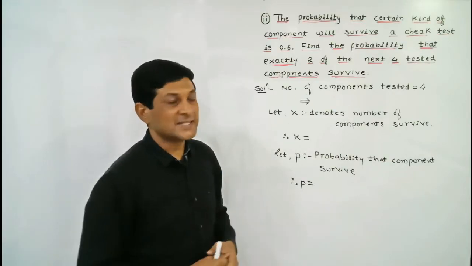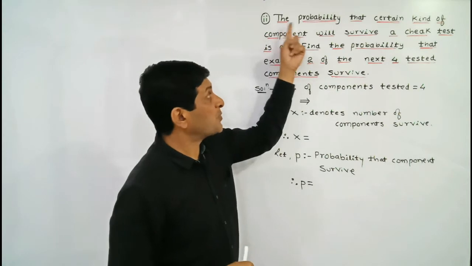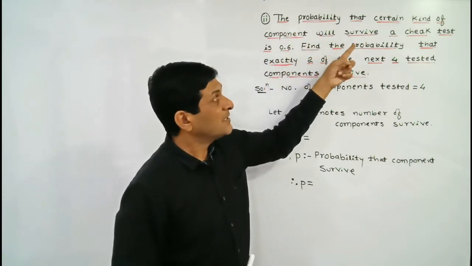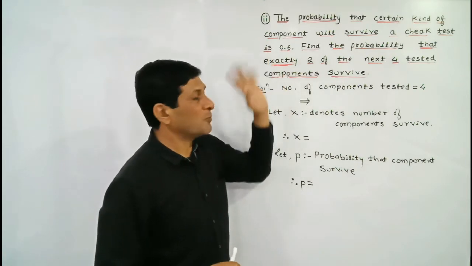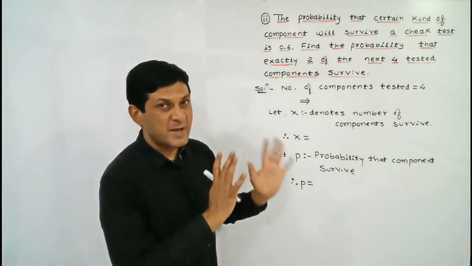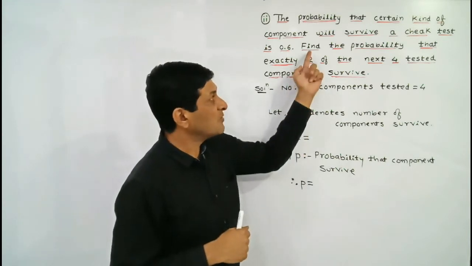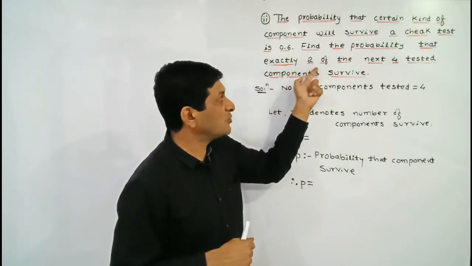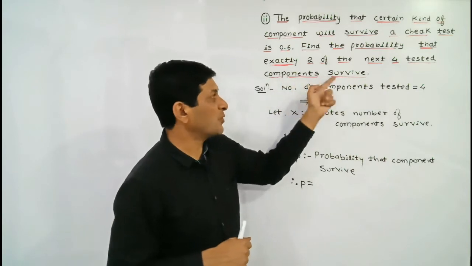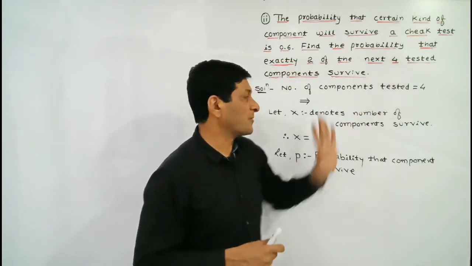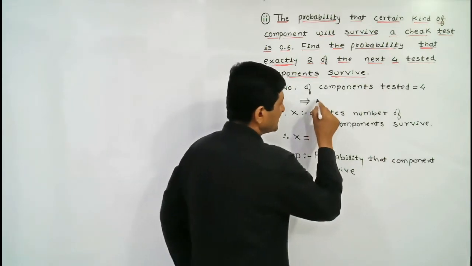Now see the second example. In the second example, the probability that a certain kind of component will survive a check test is 0.6. This means one probability is given to us. Later on we will make use of this probability also. Find the probability that exactly 2 of the next 4 tested components survive. This means the number of components tested will be equal to 4, which implies that n is equal to 4.